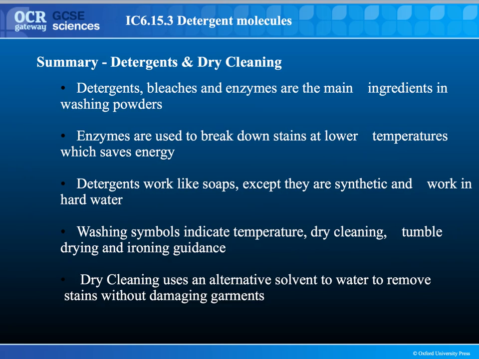So, in summary, detergents, bleaches and enzymes are the main ingredients in washing powder. Enzymes are used to break down stains at low temperature, saving energy. Detergents are similar to soaps, but synthetic. They work in hard water. The symbols on clothing labels indicate temperature, whether you can dry clean it, tumble dry it, iron it and that sort of thing. And dry cleaning uses alternative solvents to water to remove stains without damaging garments.